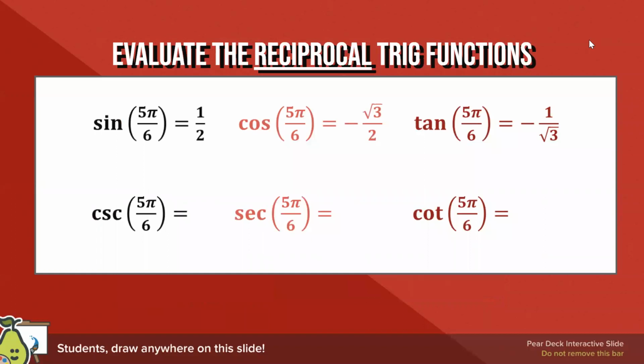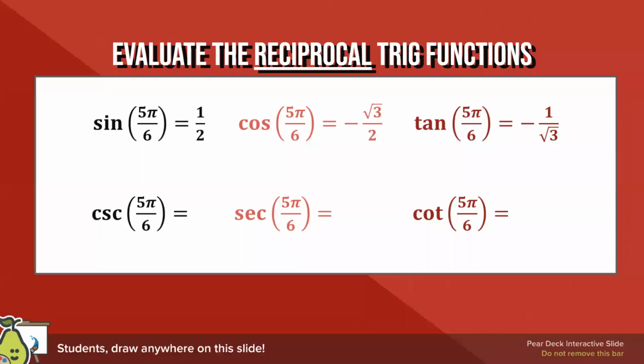So here's some values that we already worked through in the warm-up. Sine of 5 pi over 6 we found was 1/2. Cosine of 5 pi over 6, remember 5 pi over 6 is in quadrant 2, is negative root 3 over 2. And tangent of 5 pi over 6 is negative 1 over square root of 3. Evaluate the reciprocal trig functions based on what we know about reciprocals.